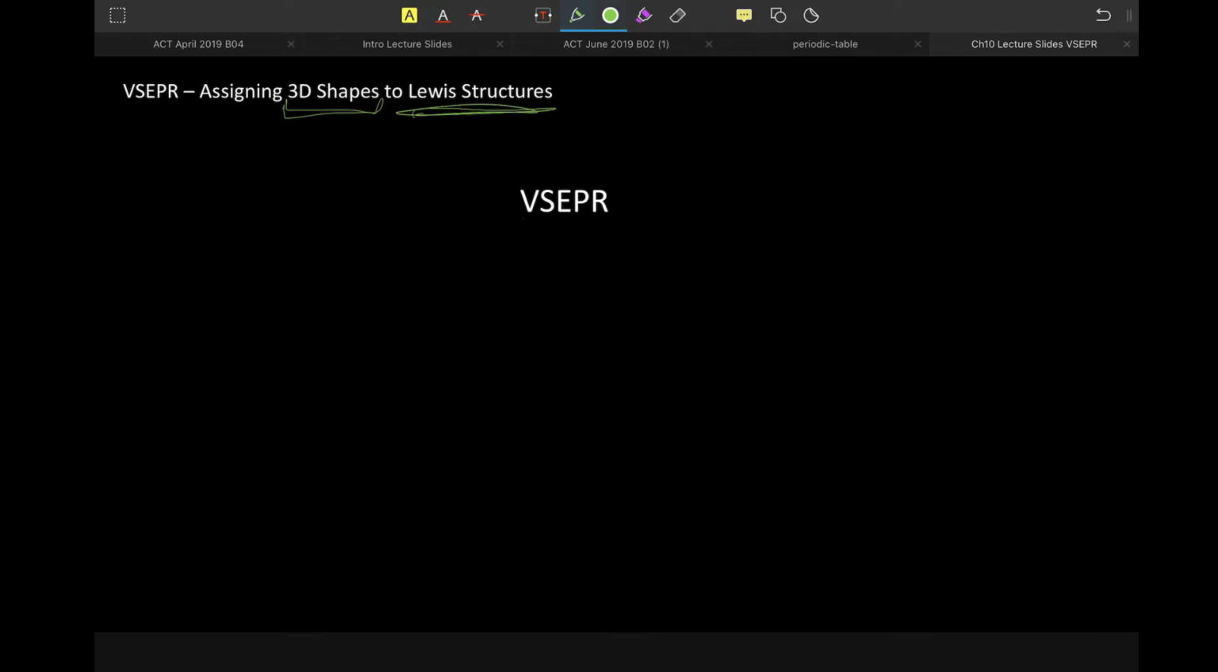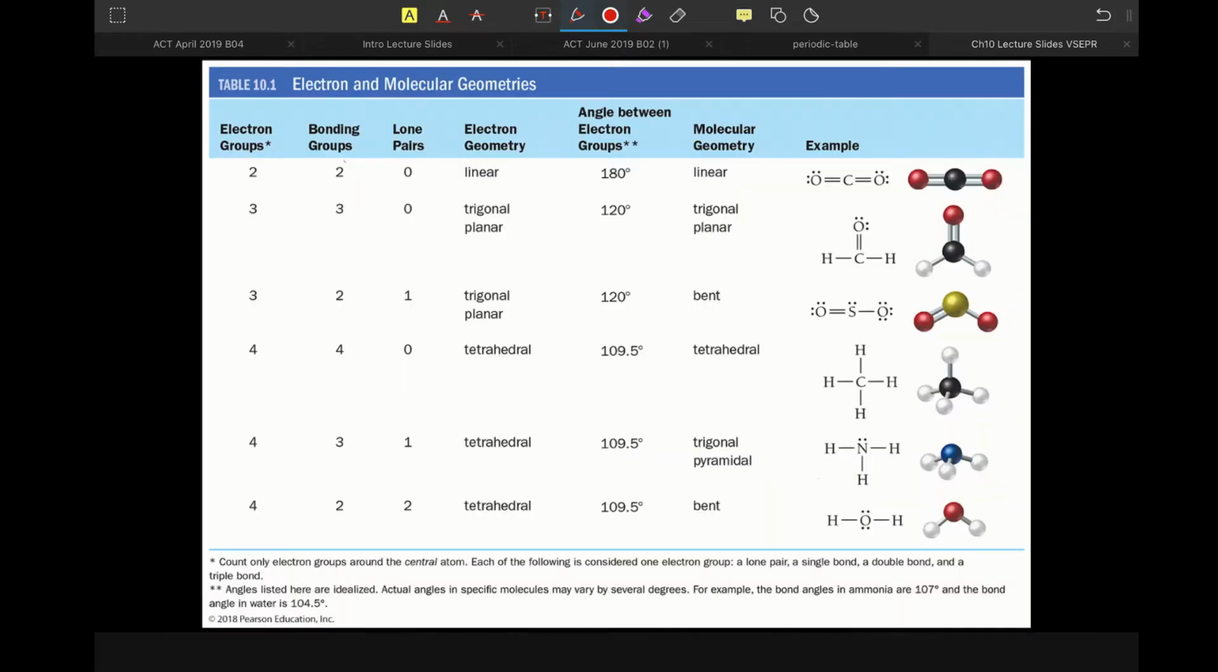All right, so when we talk about VSEPR, we are talking about valence shell electron pair. So first of all, only valence shell electron pairs are being discussed here. And then the R stands for repulsion. So we are saying that valence shell electron pairs repel each other. Okay, so this is the VSEPR table from your book.